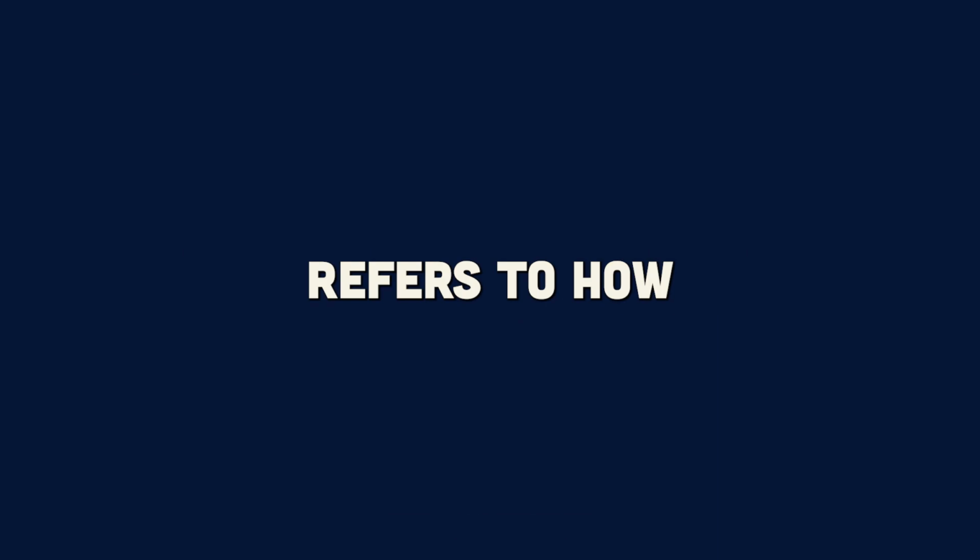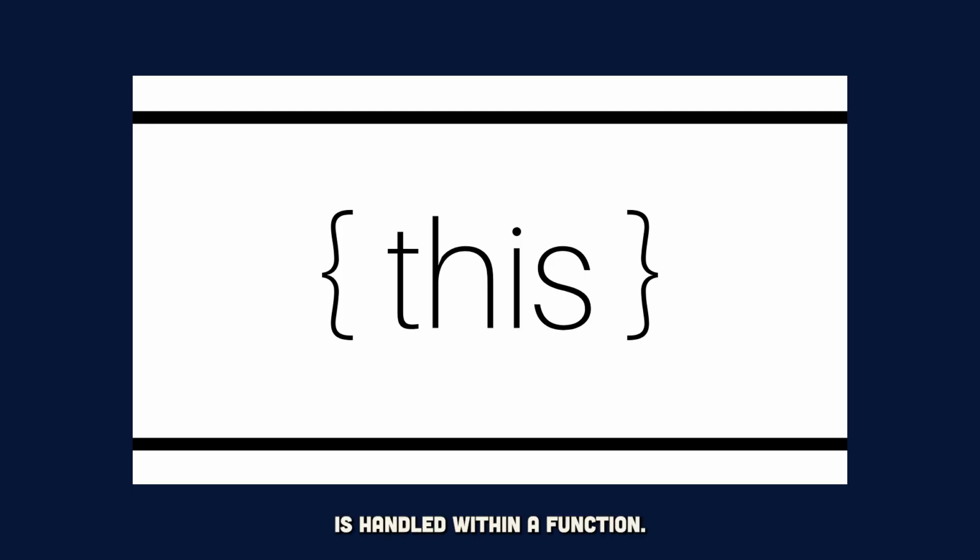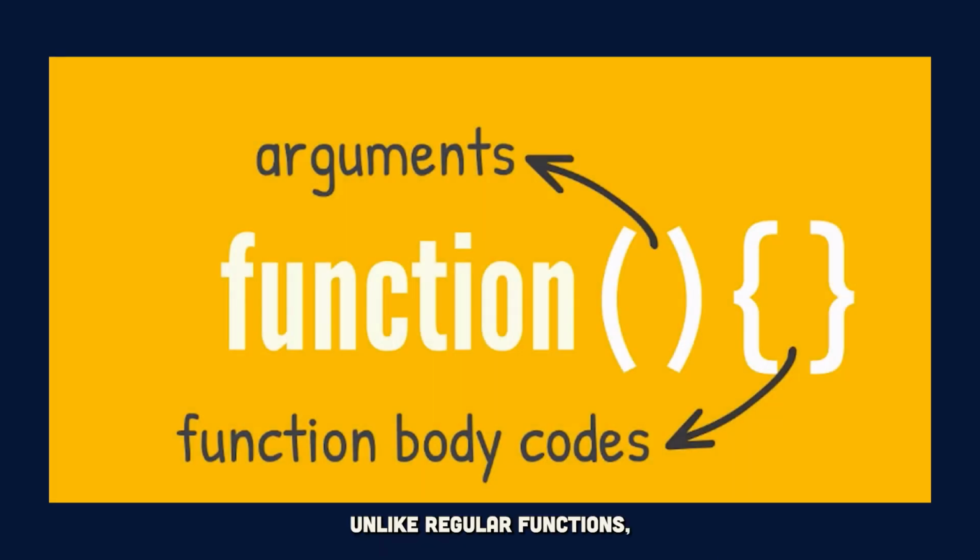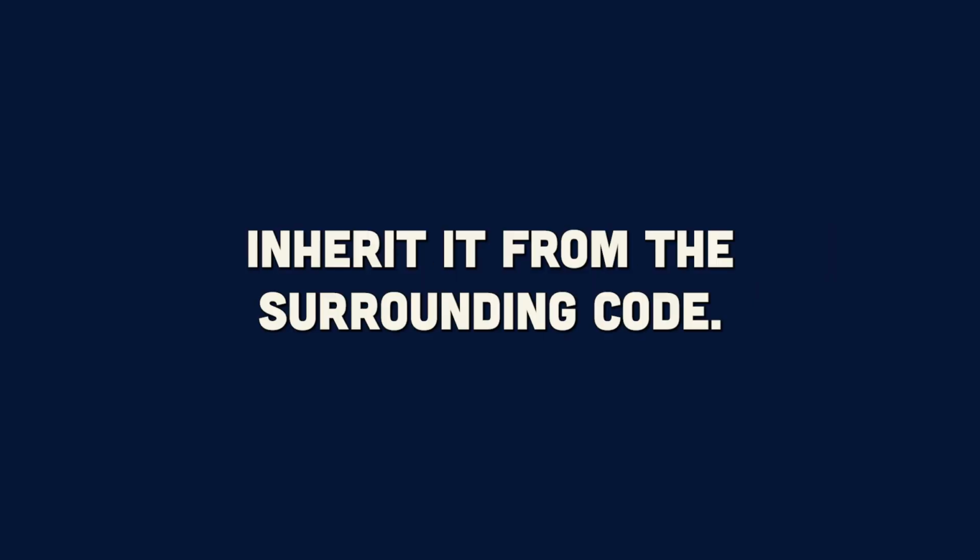Context binding refers to how the this keyword is handled within a function. Unlike regular functions, arrow functions do not bind their own this value but instead inherit it from the surrounding code. This behavior can be quite useful in certain situations.